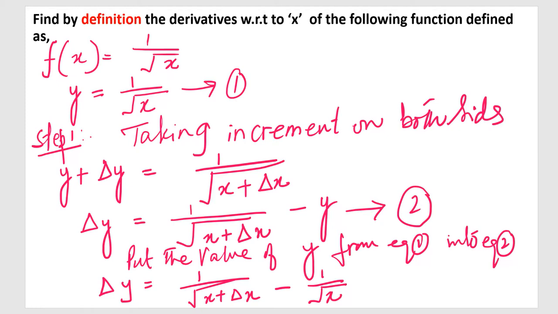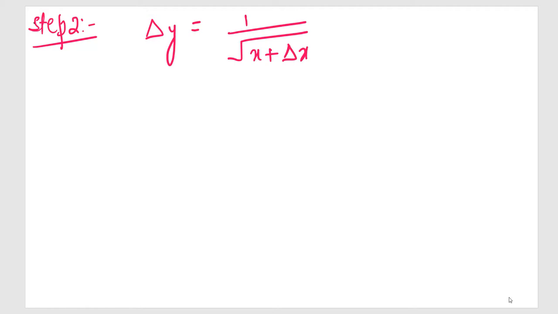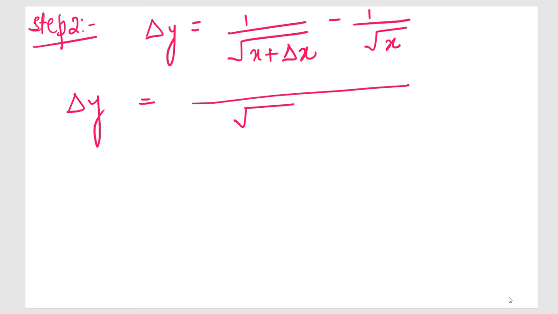Now we will start our step number 2, how to solve it. In step number 2, I can write down here first where we were: x plus delta x, negative 1 over square root of x. What we have to do here is take the LCM, and you know how to take the LCM. The LCM of these two terms will be square root of x into square root of x plus delta x.